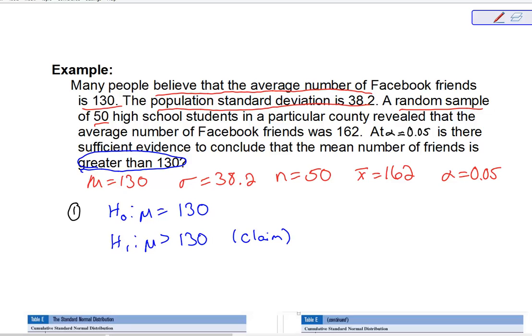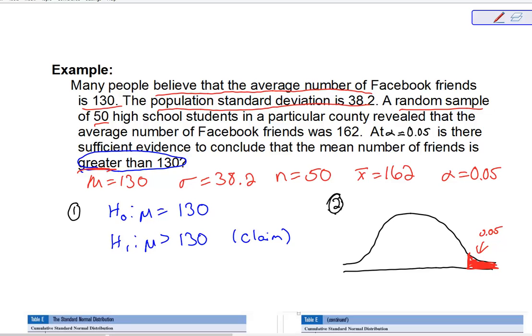Step 2 is to draw the normal distribution and place the critical region. Now, since we're looking at a greater than, my critical region is going to be over here, in the right tail, and the area in that critical region is 0.05, the alpha.